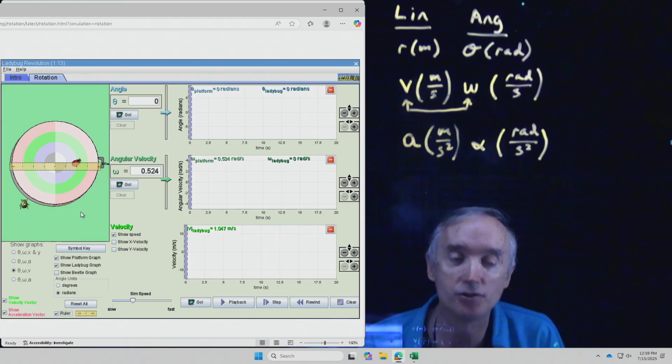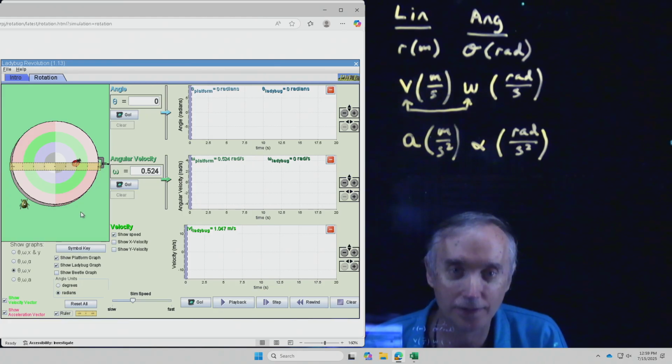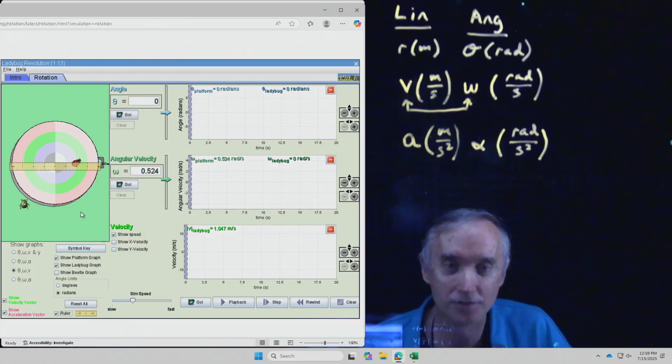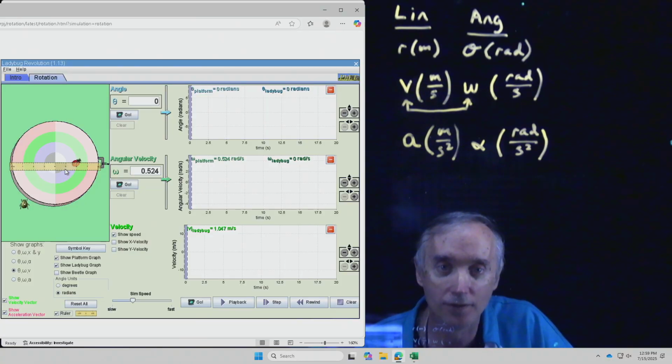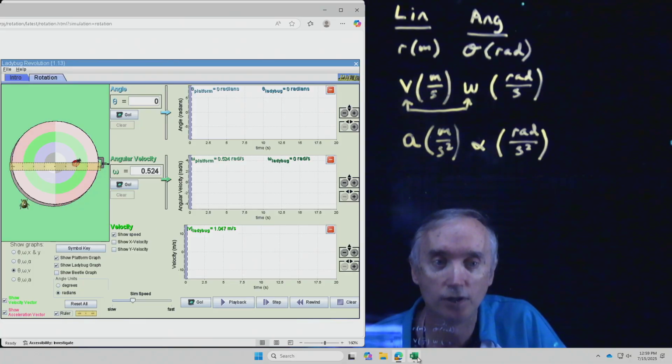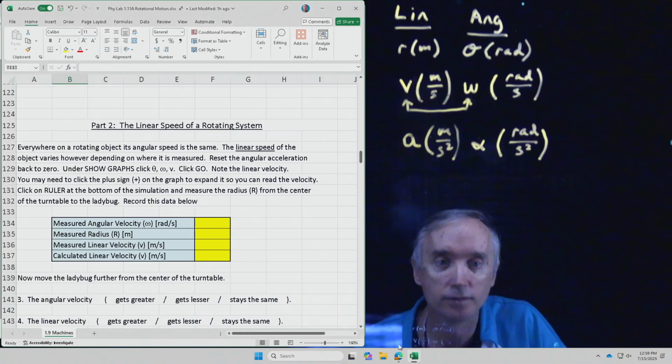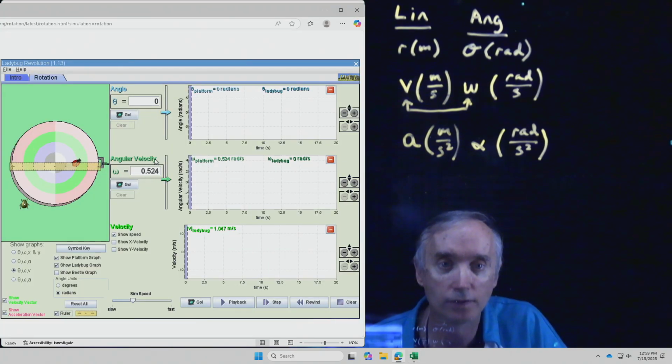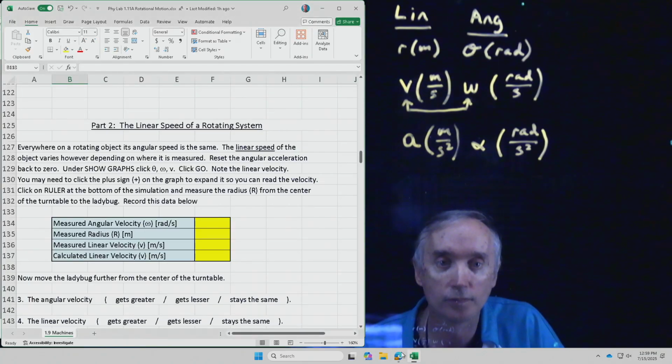That is not in inches. It's in meters. That is one big turntable. So you'll notice the numbers on this are going to be in terms of meters. So those are not in terms of inches. So you can go to your table here, and we're going to say measured angular velocity from the simulation. So measured angular velocity. So it's going to be that number there. Measured radius with your ruler.